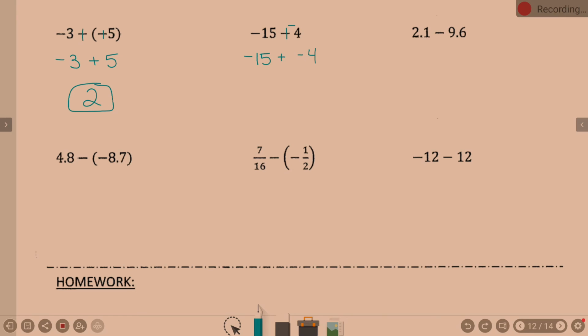Negative plus negative is a negative. And that's under the adding rules. It doesn't say anything specific other than that, so just add them and keep the sign. 15 plus 4 is going to be what? 19. A negative plus a negative means it's going to add to be another negative.